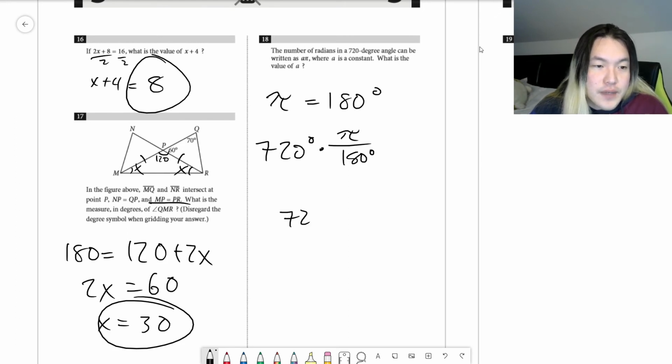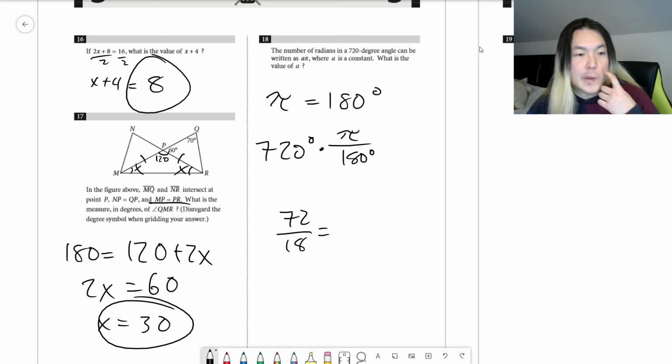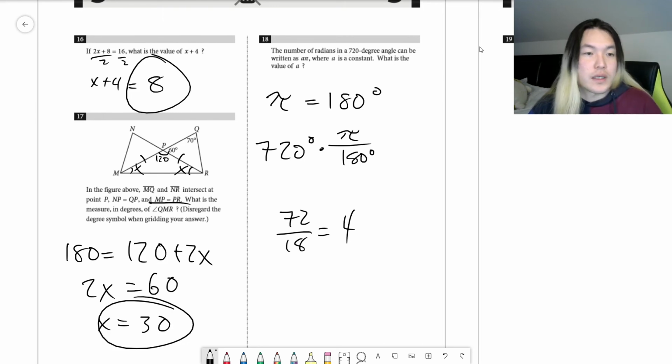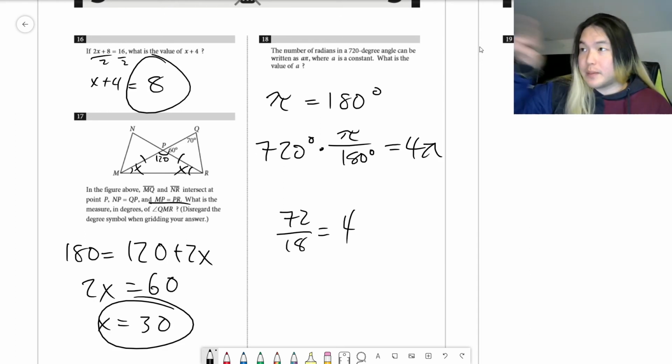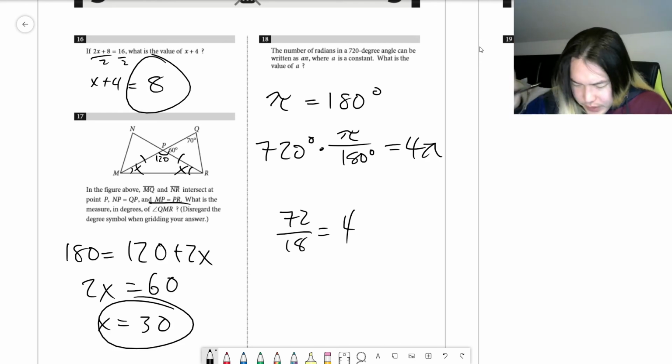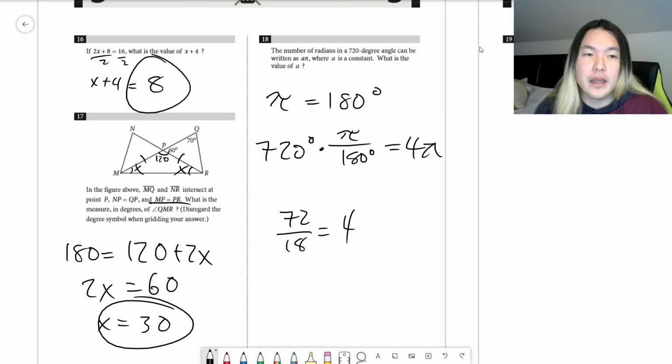What's 72 divided by 18? 4? 4. So this is equal to 4 pi. Another way to think about it is, 720 is 2 times all the way around a circle. One time around a circle, which is 360, is 2 pi. So 2 times around the circle is definitely 4 pi.